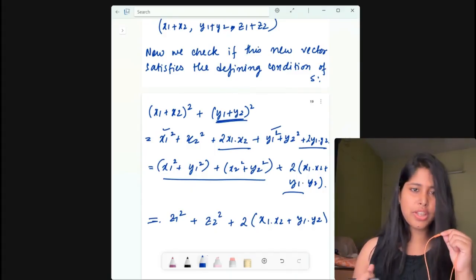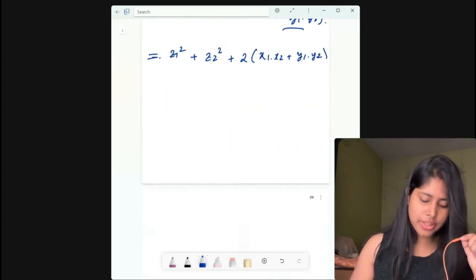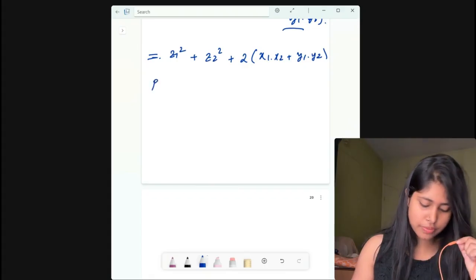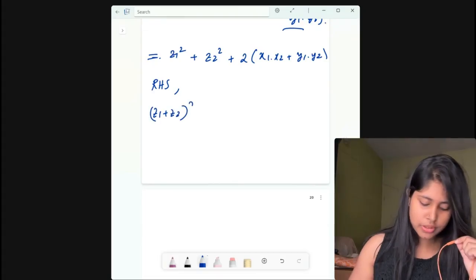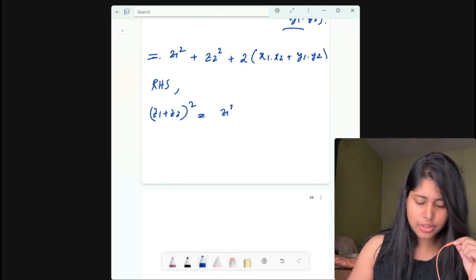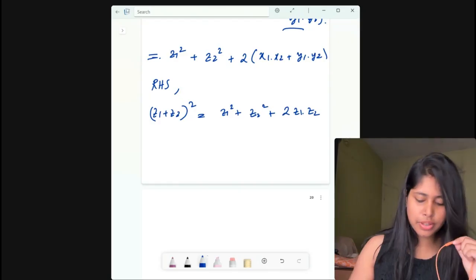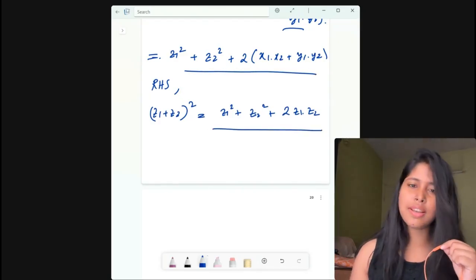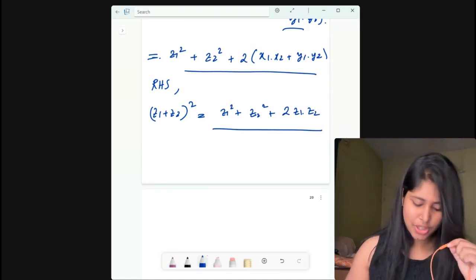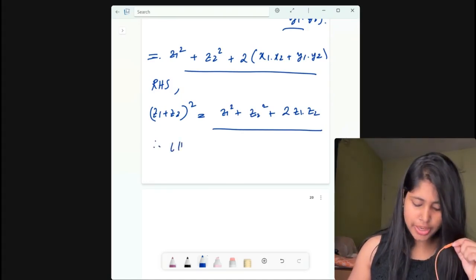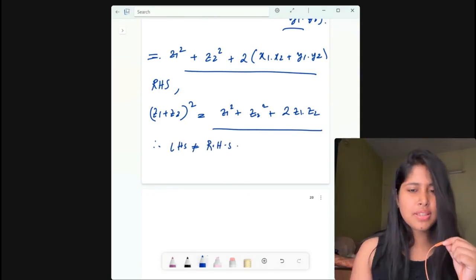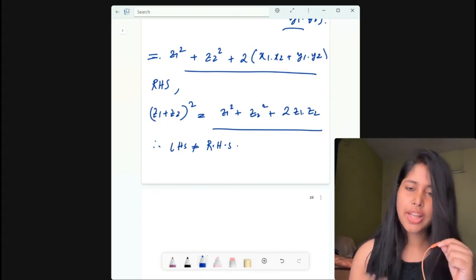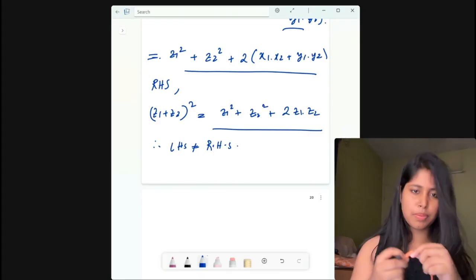Now these are not equal in general, so we will say that this is the RHS. RHS should be what? Z1 plus Z2 whole squared. This will be Z1 squared plus Z2 squared plus 2 into Z1 into Z2. And this was the left hand side, and the right hand side is this part. Now we can say that left hand side and right hand side are not equal. Therefore, LHS is not equals to RHS. So basically, this is not closed under addition, therefore this will imply that this is not a subspace, right?